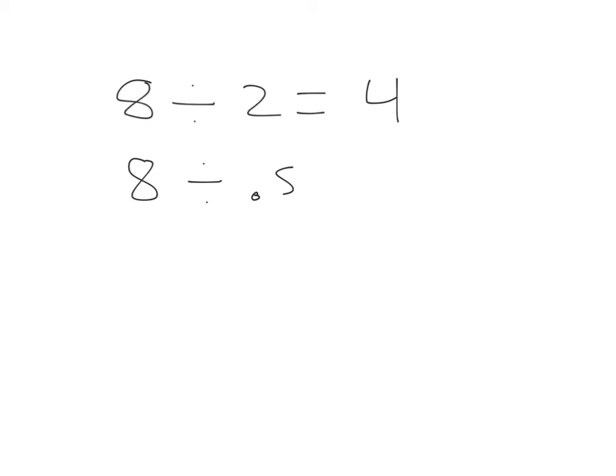We are used to the answer to a division question essentially being smaller than the dividend. We are asking ourselves, how many 2's can we take out of 8? We can take 4 2's out of 8. So what's weird now is we're asking ourselves, okay, we have 8. How many halves can we take out of 8?